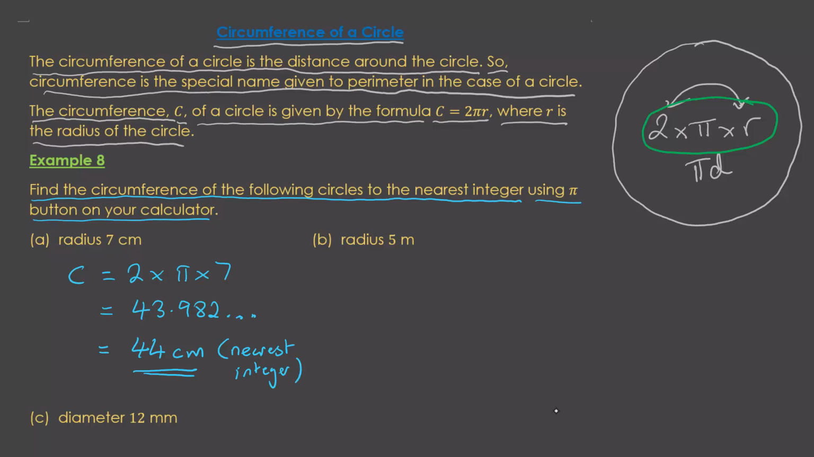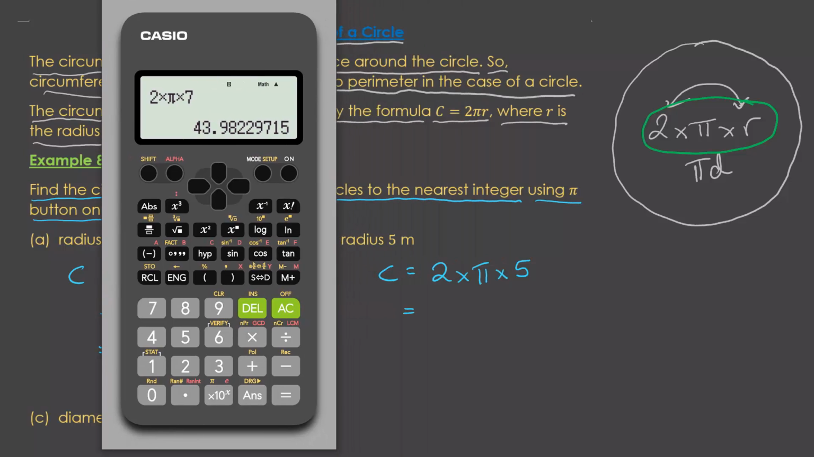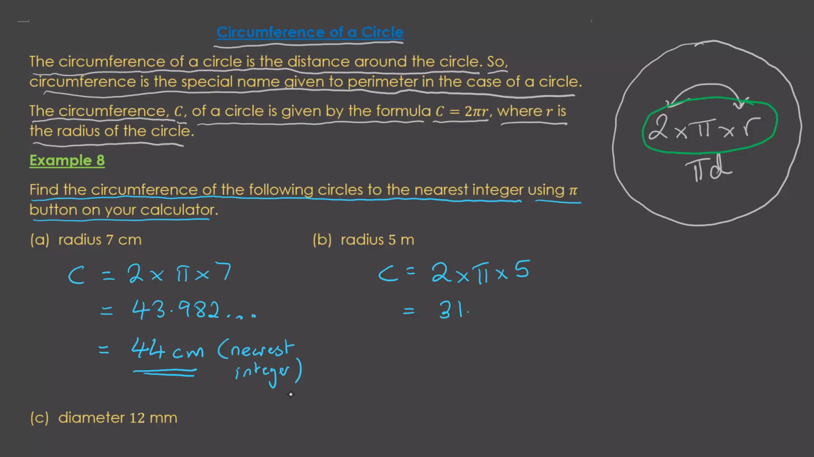The radius is 5. We just do 2 times pi times 5. I can actually edit this on the calculator. All I need to do is press my back button there, and then I'll go and find the 7 and just change it to a 5. And I get 31.41 and so on. And so that is 31, and that is in meters, correct to the nearest integer.